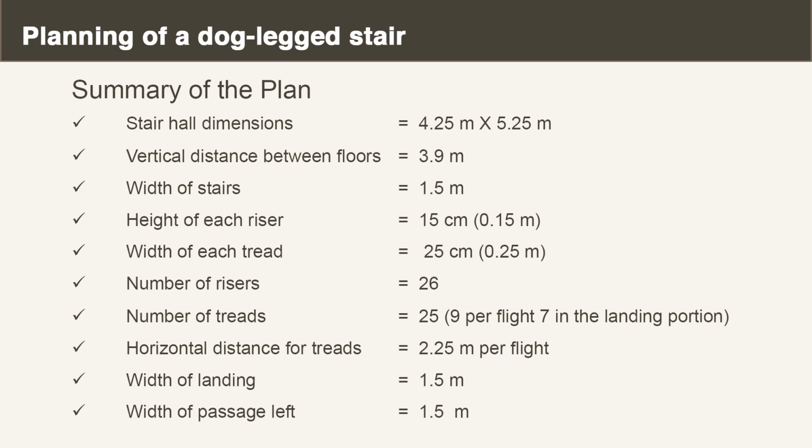Summary of the plan. Stair hall dimension 4.25 meter by 5.25 meter. Vertical distance between the floors 3.9 meter. Width of the stairs is 1.5 meter. Height of each riser is 15 centimeter. Width of each thread is 25 centimeter. Number of risers 26. Number of threads 25, 7 in the landing portion and 9 per flight. Horizontal distance for thread is 2.25 meter per flight. Width of the landing is 1.5 meter. Width of the passage left is 1.5 meter.